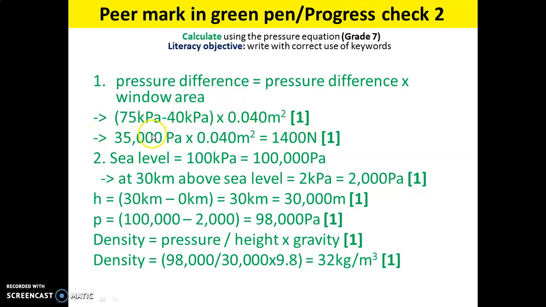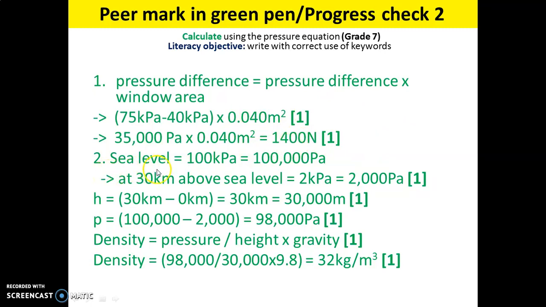The next mark is, well, remember you have to convert your pressure values into pascals. We do that by multiplying by 1,000. The difference between 75 and 40 is 35 times 1,000. That's 35,000 pascals multiplied by 0.04 meters squared. That gives you a force of 1,400 newtons, and that's your final answer.